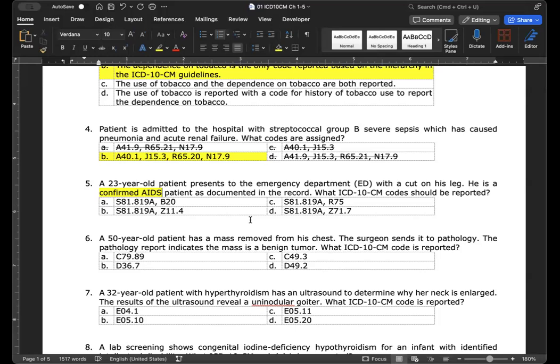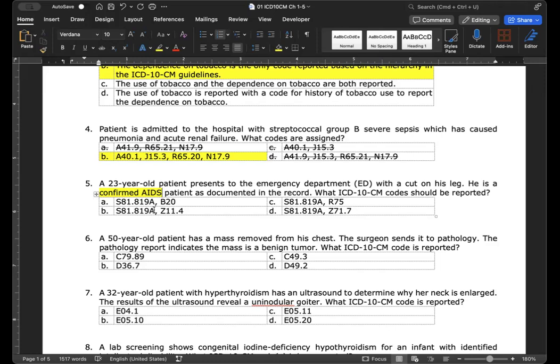If they have asymptomatic HIV, then it would be the Z21, right? Because they only have the virus present. But once it has converted into AIDS, once they have AIDS, they can never go back to being truly asymptomatic. So once you put a B20 on a chart, you should never code anything other than a B20 moving forward.